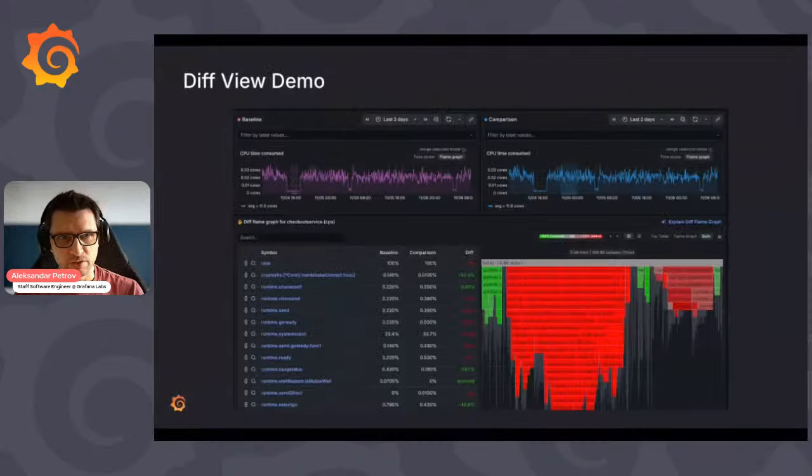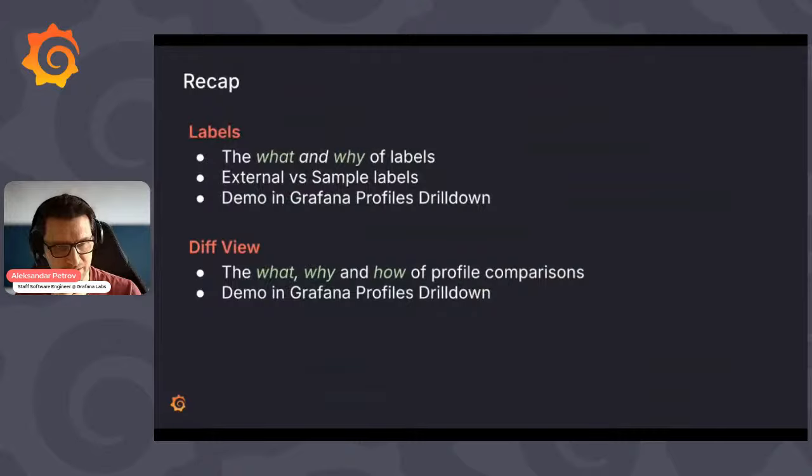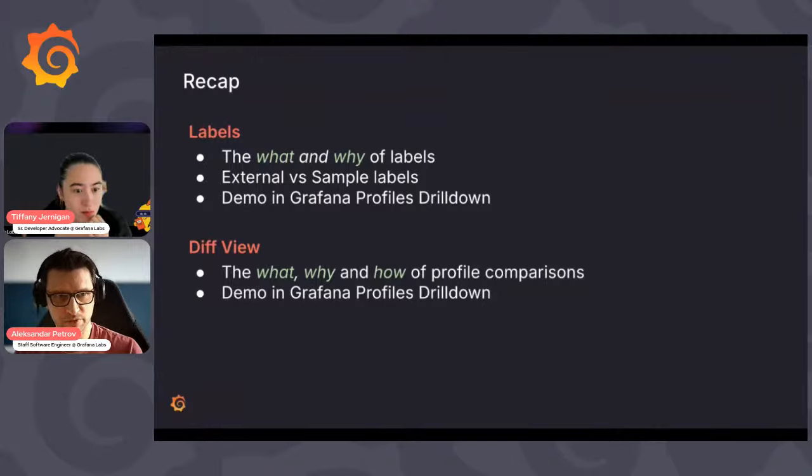Okay, I think that's it for the demo. Going back to slides, I'll do a quick recap of what I talked about. We talked about labels, what labels are, why we use them, the different kinds of labels, and how we explore labels in profiles drill down. And then just now we talked about the diff view, what it is, when we use it, how it works under the hood, and we saw a quick demo. Now I will hand off to Alberto.